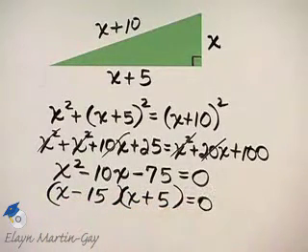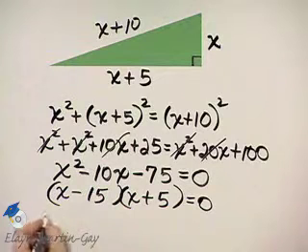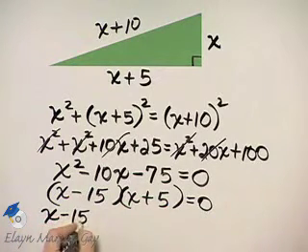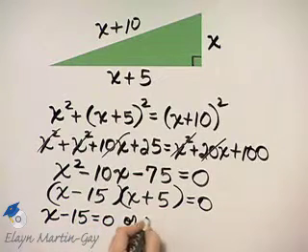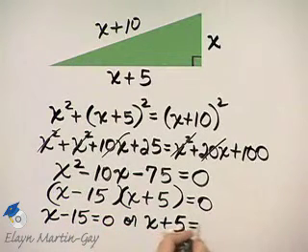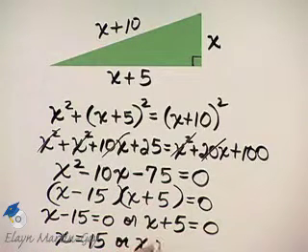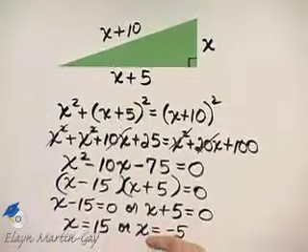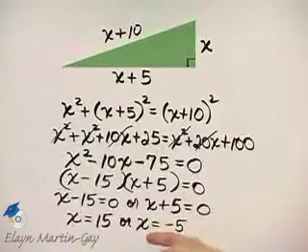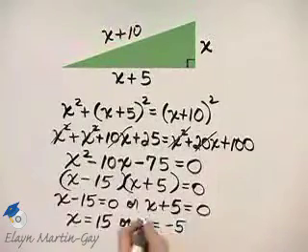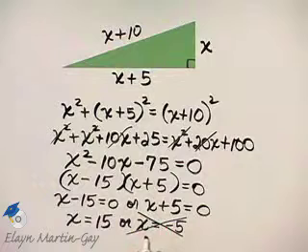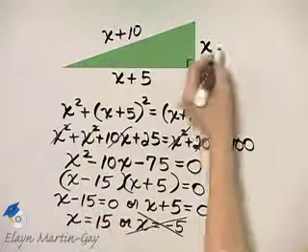x plus 5 is equal to 0, and then you set each factor equal to 0: x minus 15 is equal to 0, or x plus 5 is equal to 0. Here add 15 to both sides. We'll have x is 15, or x is negative 5. Now don't forget, negative 5 stood for the length of one side of a right triangle, so because of that, we will not use negative 5, we will use 15.